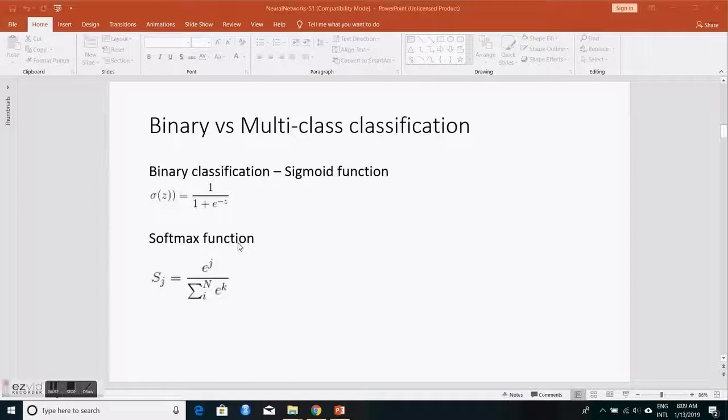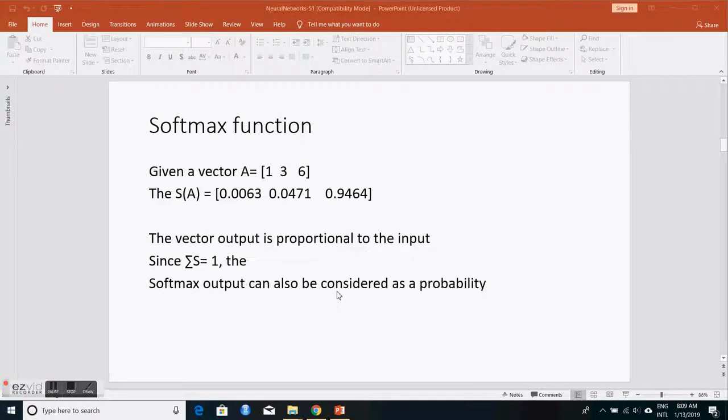For multi-class classification, which is what this presentation is going to be about, we will use what is known as the Softmax function. The Softmax function is defined as S of j, for a given vector, equal to e power the jth element of the vector divided by the sum over all the elements of the vector of e raised to their power. So let us look at this a little bit more closely.